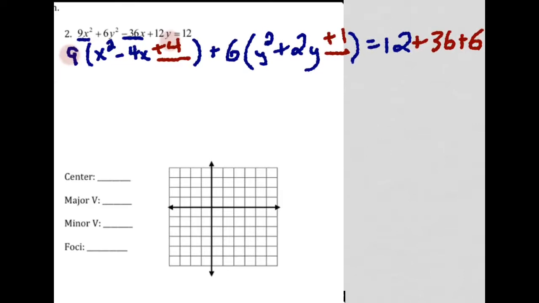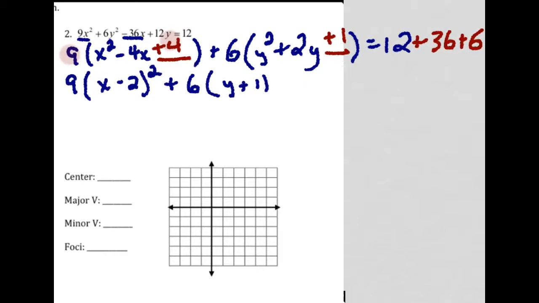Okay, so now in our next line, we're going to do our complete the square steps. So we've got a 9 out front over here. That set of parentheses will turn into x minus 2 squared. From the second set of parentheses there, we still got the 6 out front. We do the y plus 1 squared for our complete the square. And then if we do the arithmetic correct over there, that should give us a 54.